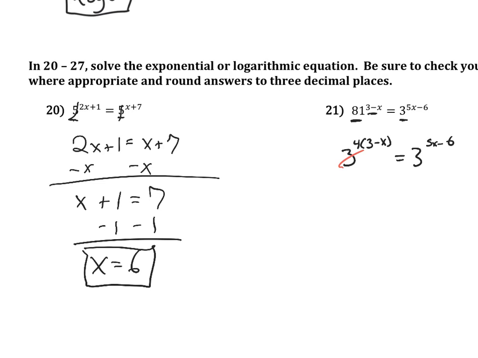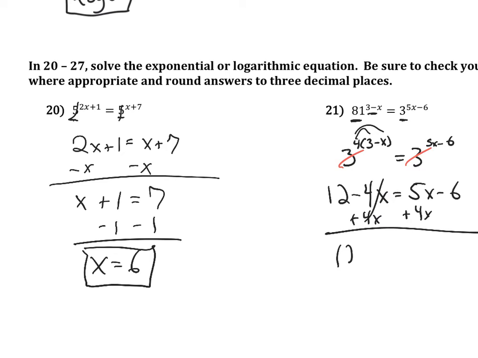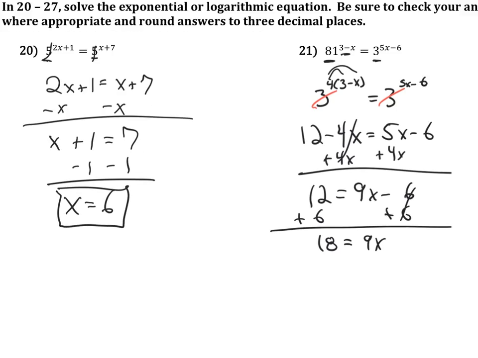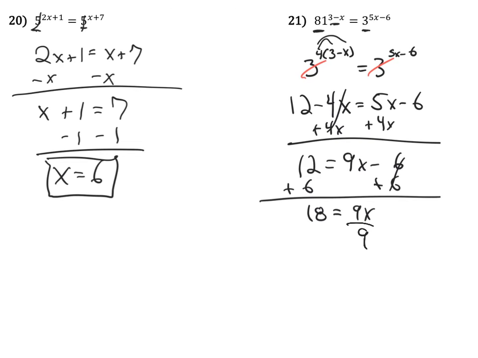Now we can go ahead and just cross out our 3's. We will distribute this 4 into the parentheses, so we're going to get 12 minus 4x equals 5x minus 6. We'll start by adding 4x to both sides. That will cross out. We'll get 12 equals 9x minus 6. Add 6 to both sides. We'll get 18 equals 9x. Move this up a bit. Divide by 9. X equals 2.